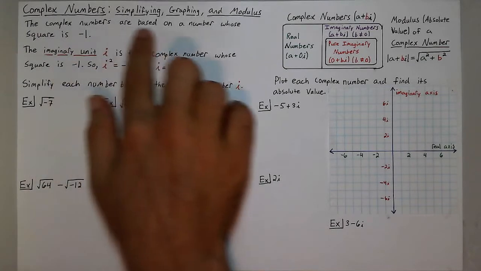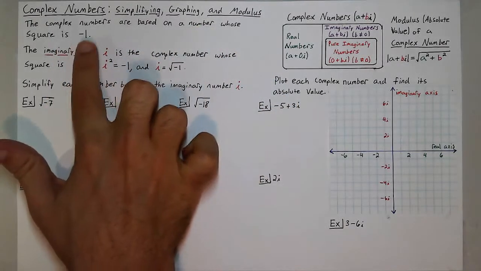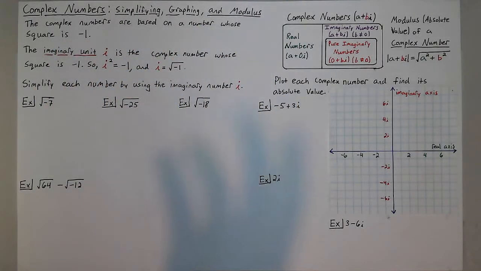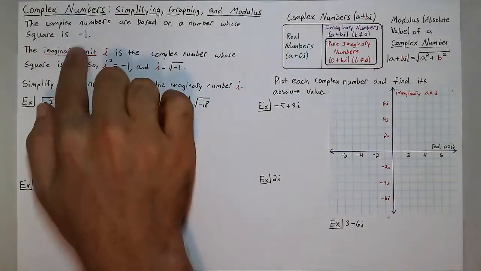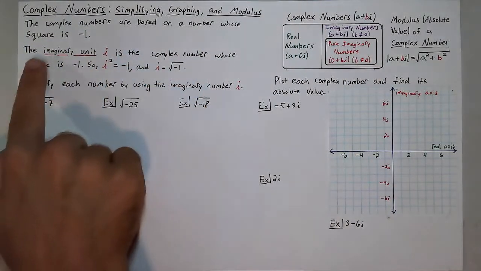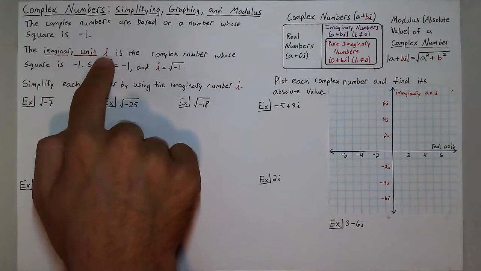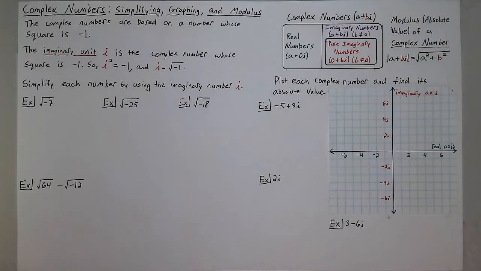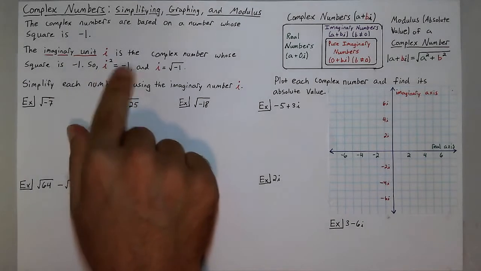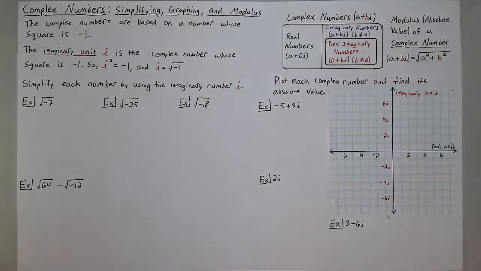Now, a complex number is based on a number whose square is -1, which initially doesn't make any sense because if you square a number, it should make it positive. But now, if we square a number, it makes it negative. Those numbers are imaginary. So we use the imaginary unit i to represent those numbers. So if you were to square i, you would get -1, and i represents the square root of -1. So let's see how we can simplify numbers that involve i.